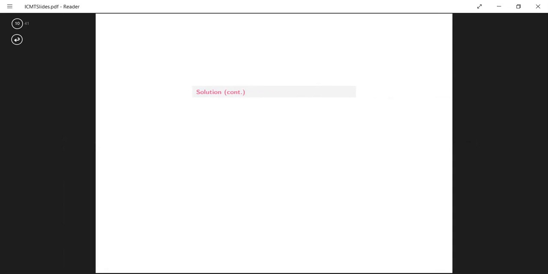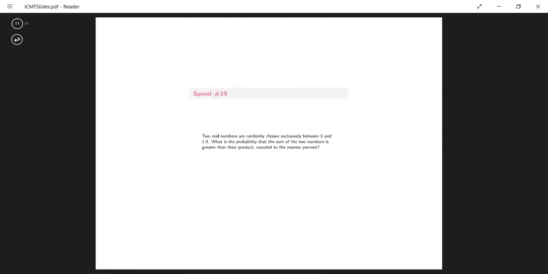Okay, the next problem is number 19 on the speed round. So in this problem, we have 2 real numbers, and we're randomly choosing them exclusively between 0 and 1, and we want the probability that the sum of the 2 numbers is greater than their product. So to proceed, let the 2 numbers be A and B. Then we have the inequality A plus B is greater than AB. So this is the sum of the 2 numbers is greater than the product.